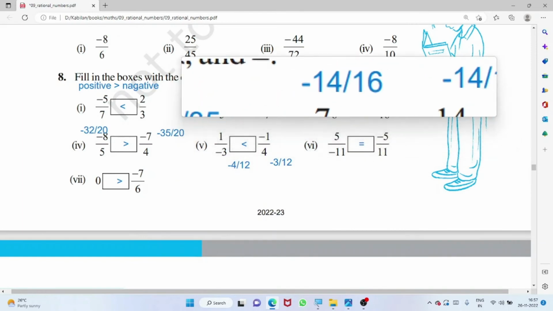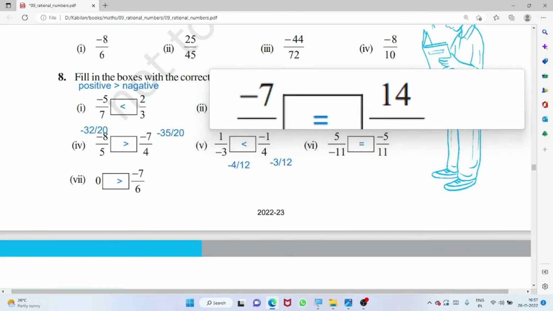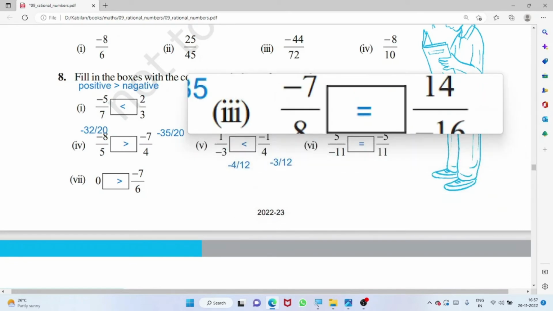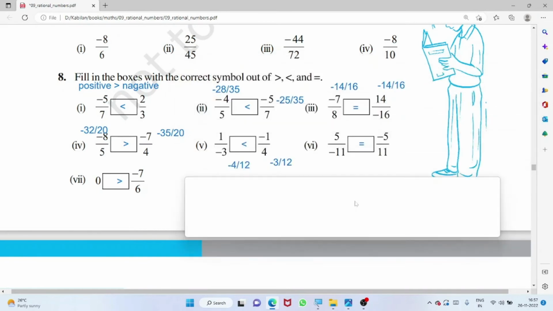See here, these are equal symbols. Minus 7 by 8 and 14, these two are equal. You find the LCM and do it, this will become minus 14 by 16. This is also minus 14 by 16.